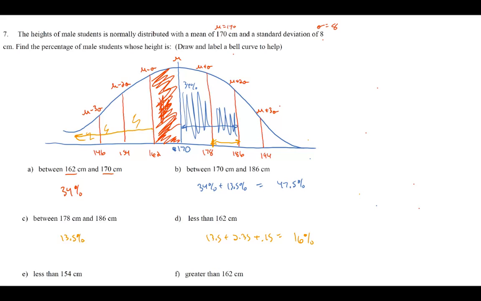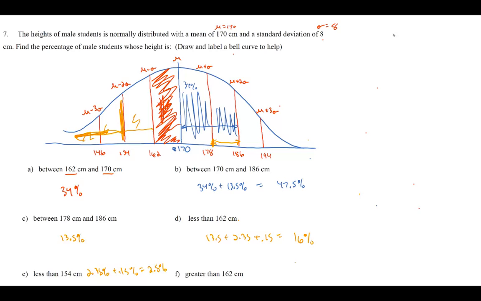If it was less than 154, well, that's going to eliminate one of them now. Just go from these two over, right? So we would just not include that 13.5. So it would just be 2.35% plus 0.15%. And that would be 2.5%.